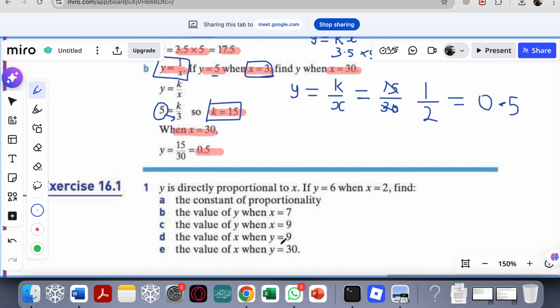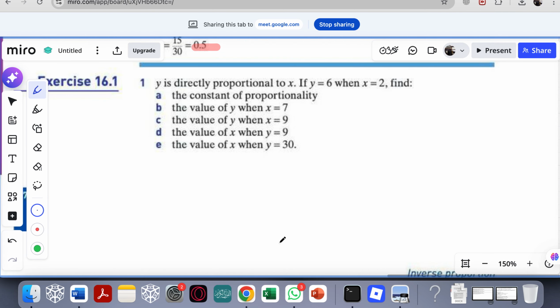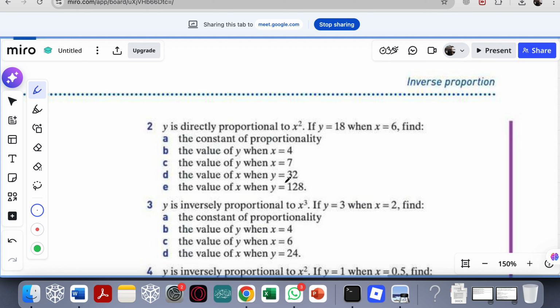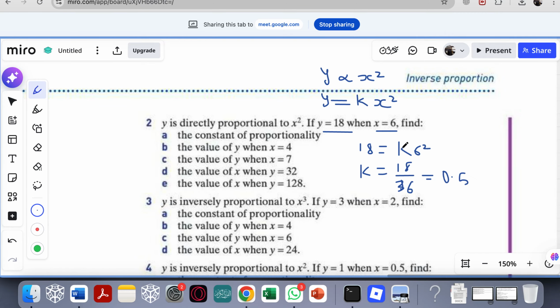But the question will not stop there. Sometimes they will come and give you something squared. Let's look for a question that has a square. You say y is directly proportional to x squared. Direct proportion is easy. You just say y equals kx squared. x is 4, you know this one is squared.